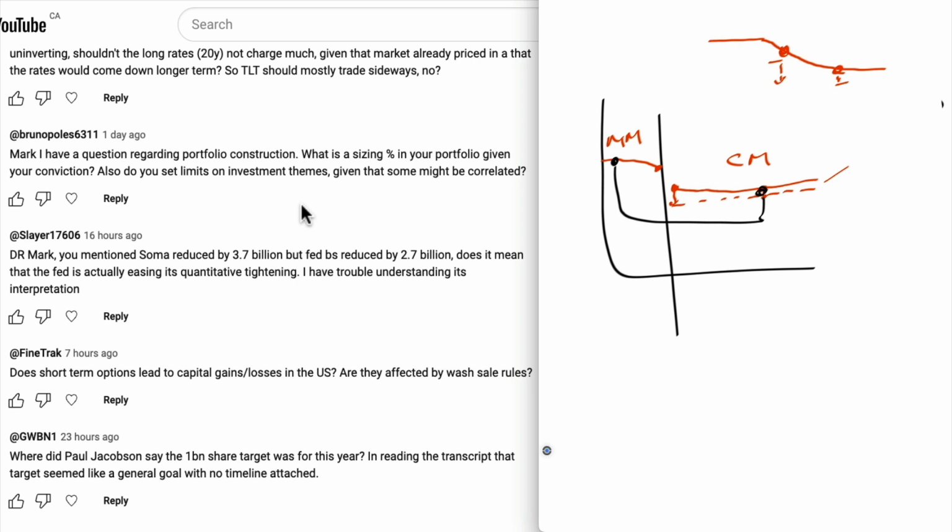Do you set limits on investment themes given that some might be correlated? Yeah, I try not to be too much in a particular theme. Like all beta, not really. All duration, not really. Combination of beta and duration, yeah. So I do have some stocks that have nothing but beta. I do have some items that have nothing but duration. I do have some stocks that have a duration component.